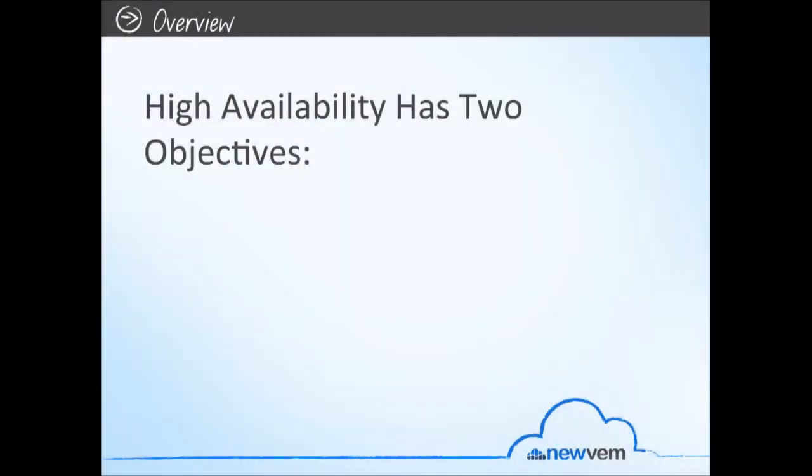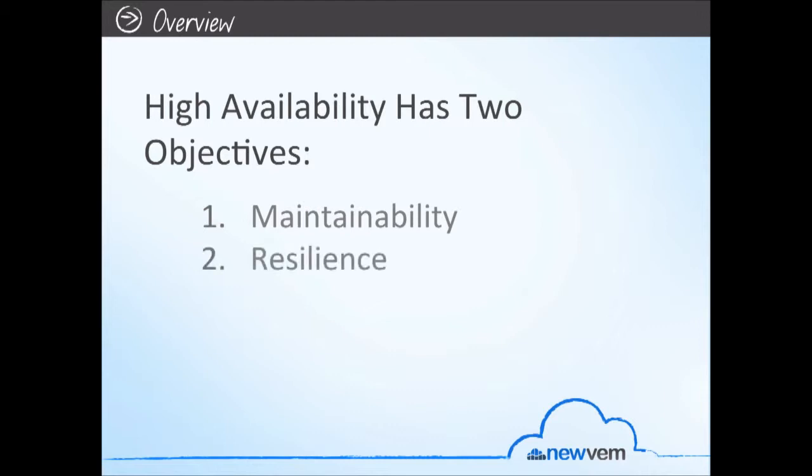In order to achieve a highly available infrastructure designed for the cloud, Newvem provides you with indicators and insights needed to achieve it. There are two objectives of high availability. The first is maintainability, which is being able to continue to function in spite of service disruption. The second one is resilience, which is being able to recover in an amount of time at the event of a service disruption, which meets business requirements and customer SLA commitments.